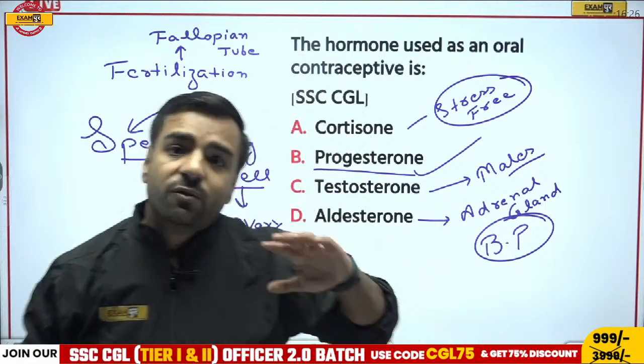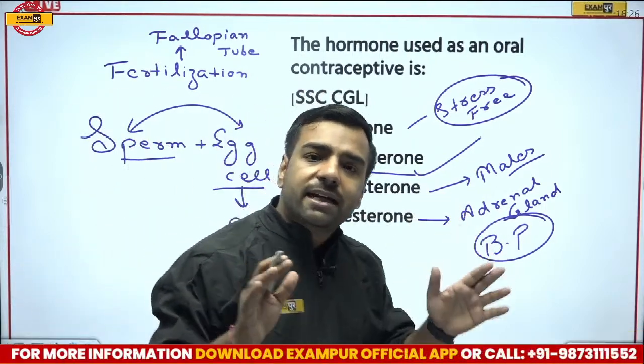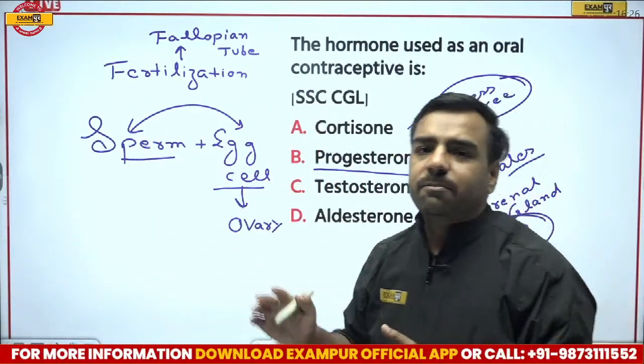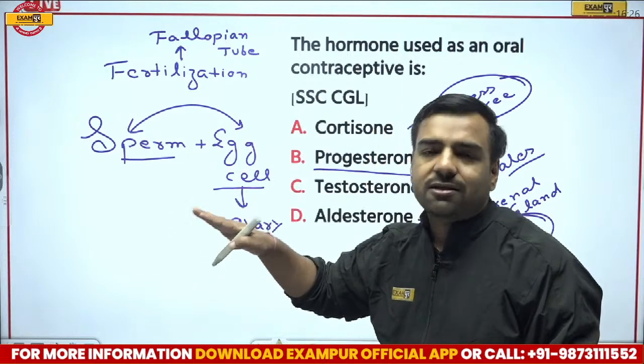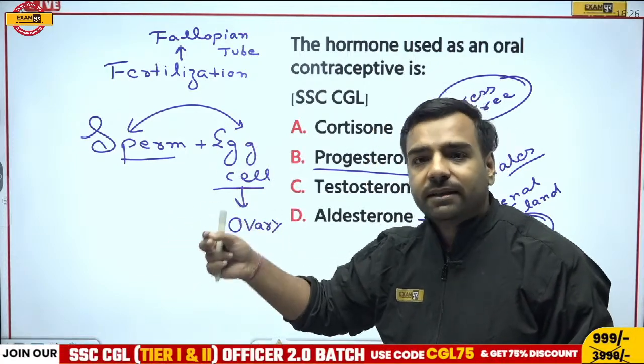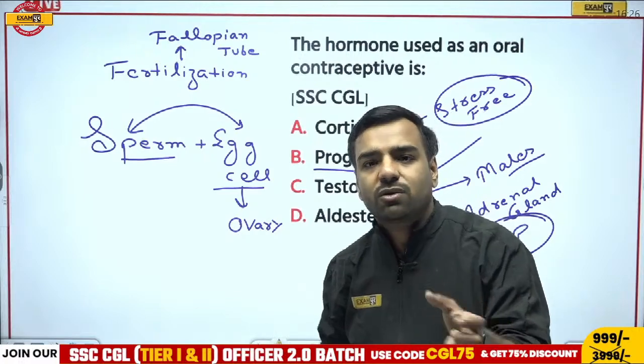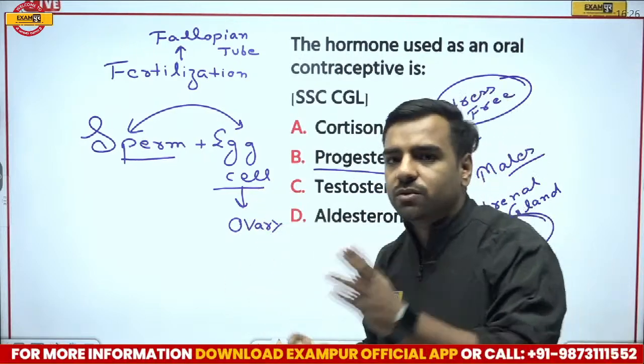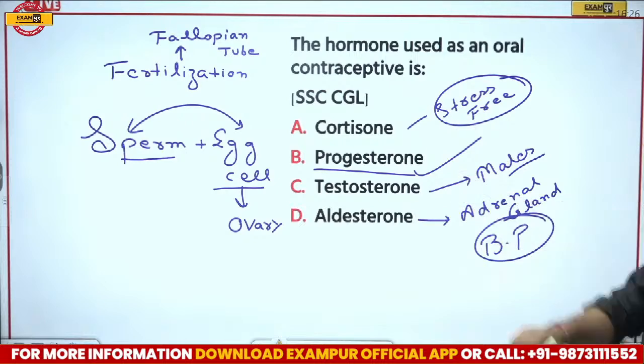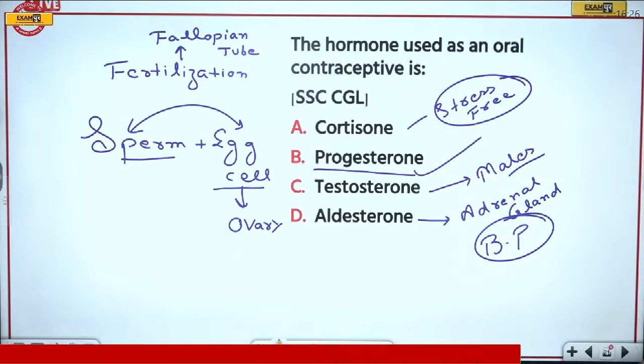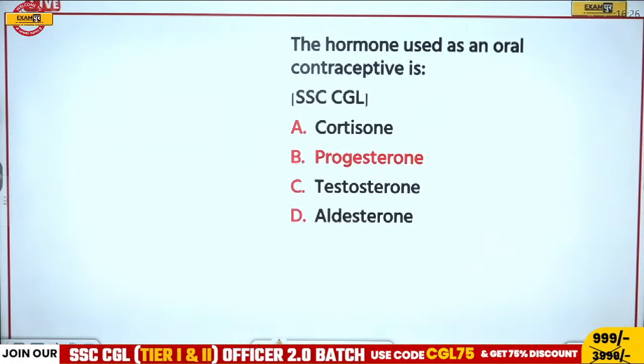In a similar way, if the height of a person is very high, it is because of what? That is because of growth hormone. If there's a person who is very small, we can talk about dwarfism. That is because of what? There's a lack of growth hormone. So each and everything is related to the hormones. Okay, so the hormone which is used as an oral contraceptive is progesterone. That is, option B will be correct.